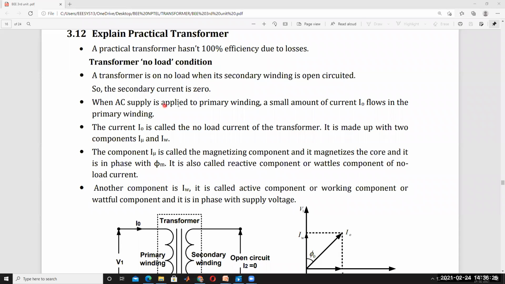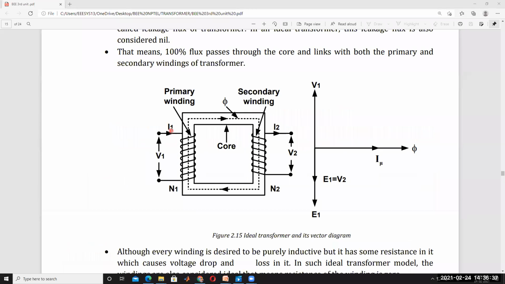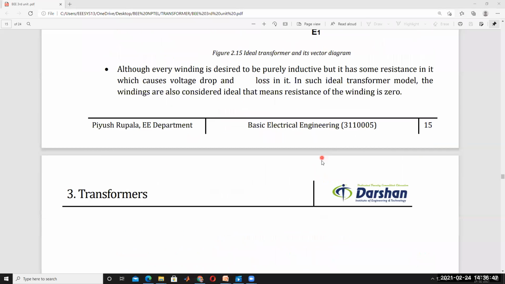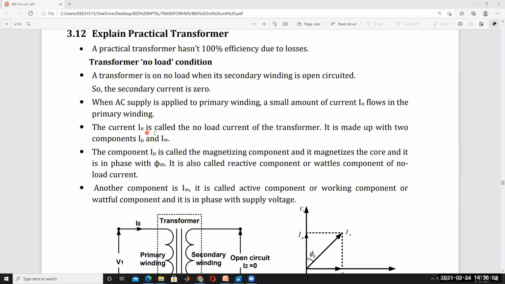When AC supply is supplied to the primary winding, a small amount of current I0 is drawn from the source. That I0 flows through the primary winding of the transformer. This I1 becomes I0. A small amount of I0 current passes through the primary winding under no load, open circuit conditions. Understood? The current I0 is called the no load current of the transformer.